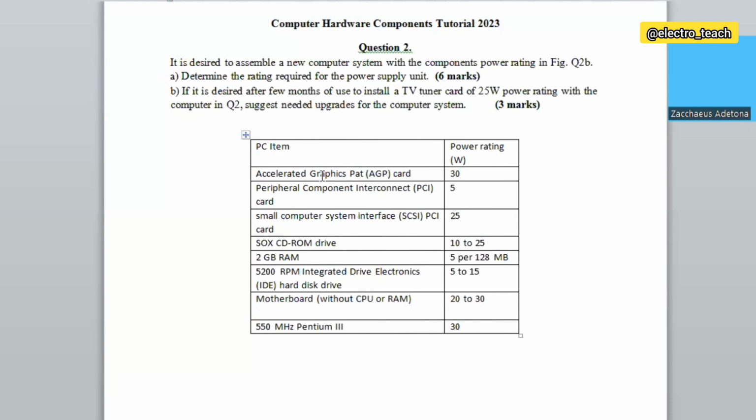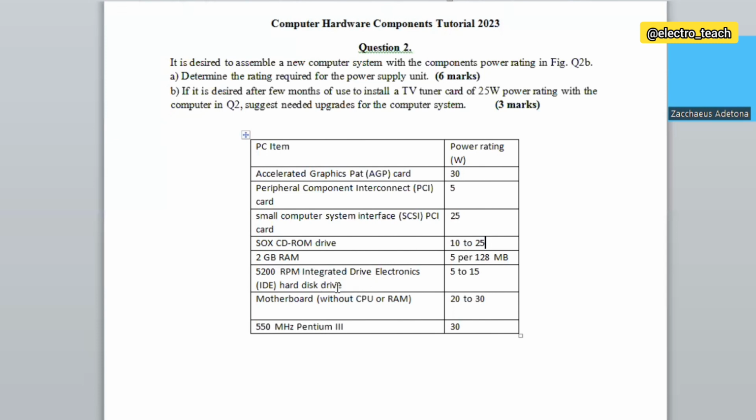AGP card, the first one is 30 watts. PCI card is 5 watts. SCSI PCI card, 25 watts. CD-ROM drive, 10 to 25 watts. So here we have a range, so we can pick the highest, the maximum. Then for RAM, 2 gigabytes, we have 5 watts per 128 MB. So we look at how many 128 MB can you get from 2 gigabytes, then multiply it by 5. Then we have a 5200 RPM integrated drive electronics hard drive.